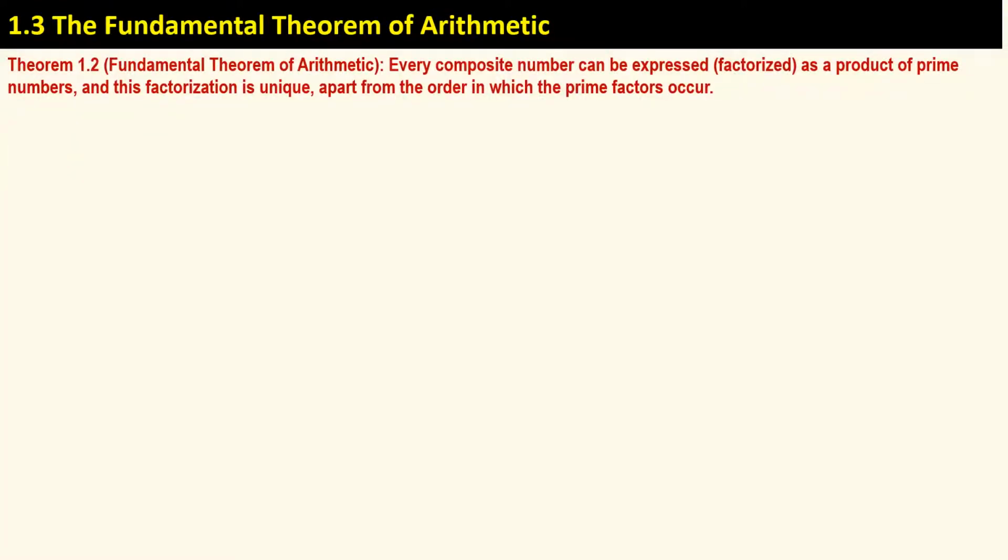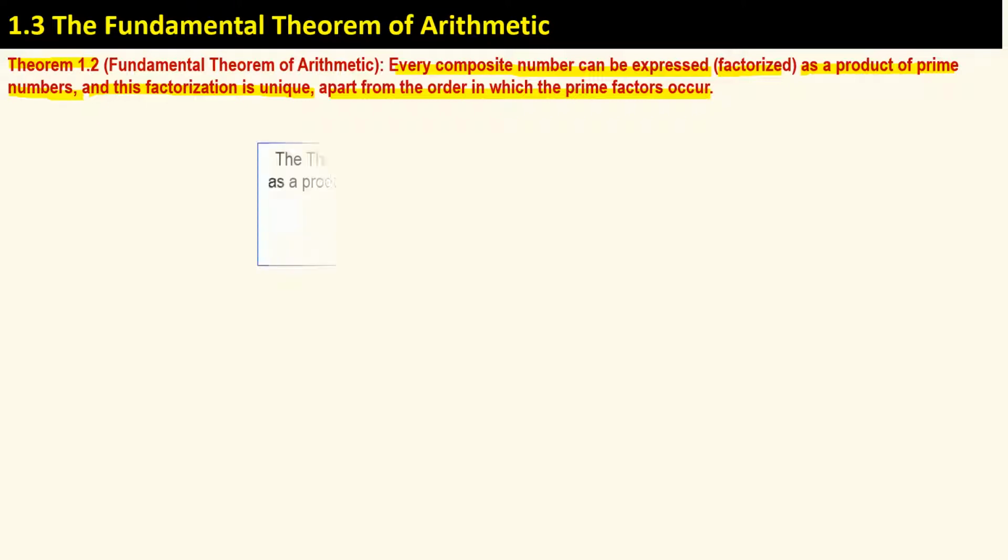So now let's move on to our fundamental theorem of arithmetic. This is theorem 1.2 in the textbook, and it states that every composite number can be expressed, that is factorized, as a product of prime numbers, and this factorization is unique apart from the order in which the prime factors occur.